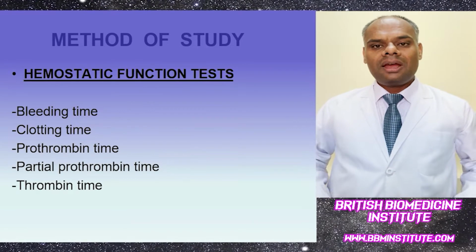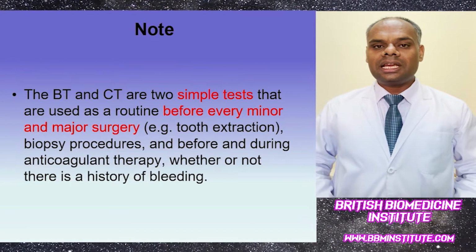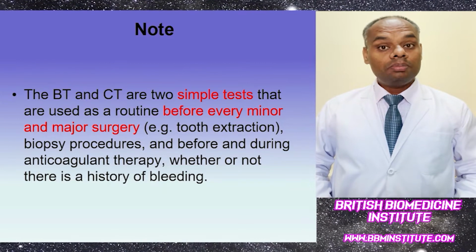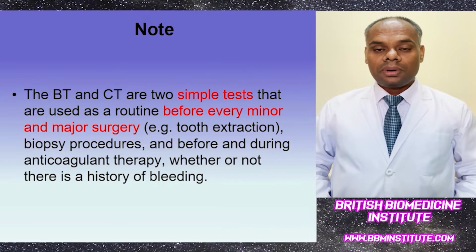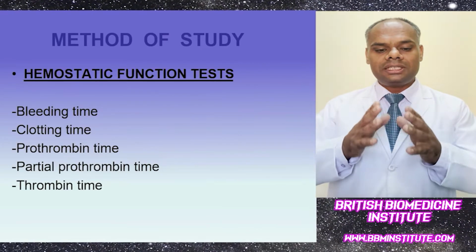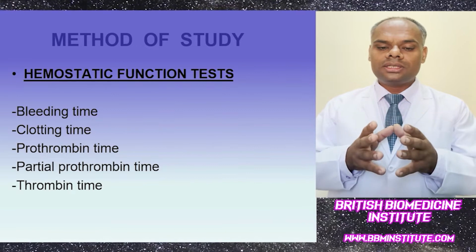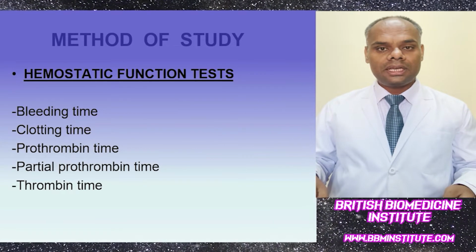We have various methods to study hemostatic function. It can be studied with the help of bleeding time, clotting time, prothrombin time, partial thromboplastin time, and thrombin time. These are the various tests through which we can study hemostatic function.